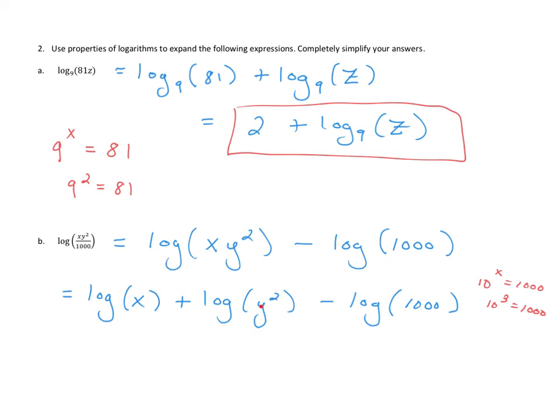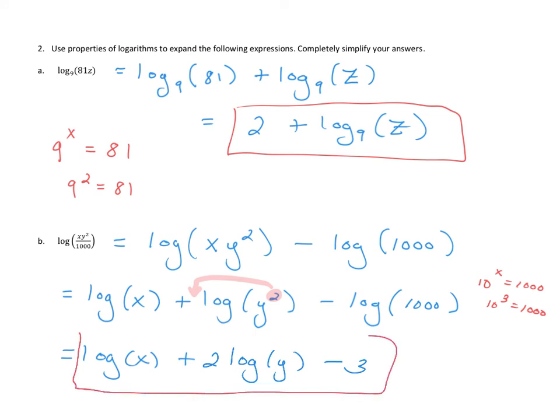But also, this thing here, we have y to the power of 2. We can take this 2 and bring it to the front of the logarithm. I'm going to do both of these things in one step. We have log x. That can't be simplified. But there's a property of logarithms that says if you have a power raised to the entire thing inside the logarithm, you can place it in the front of the logarithm. And then instead of log 1,000, I'll just put 3. And this is the completely simplified answer.